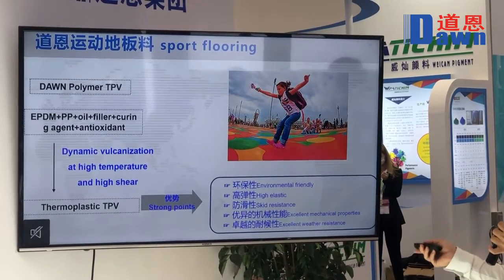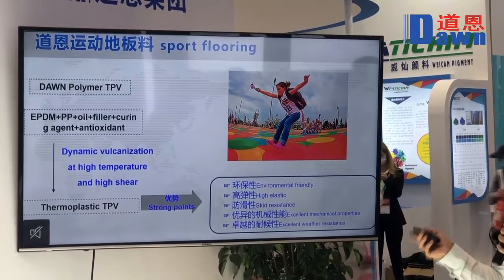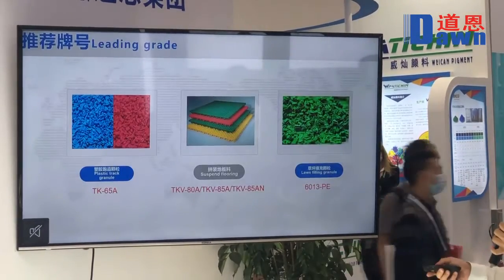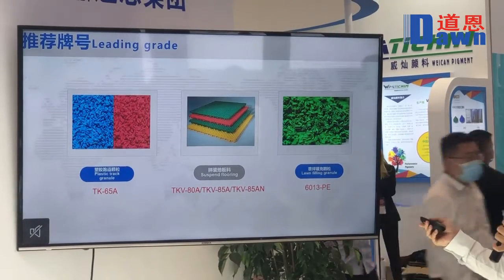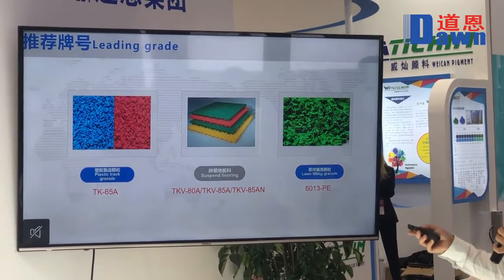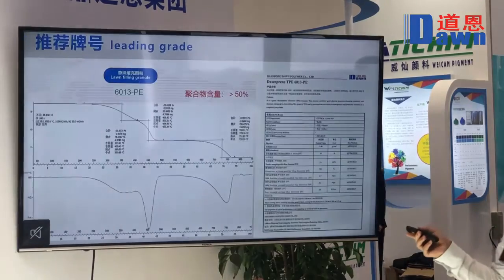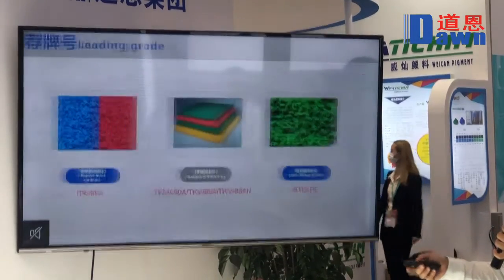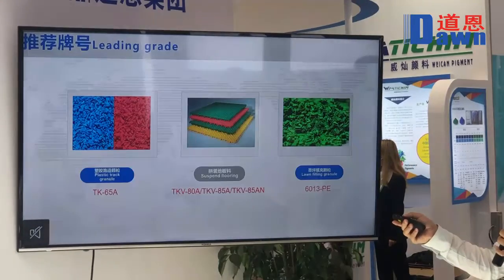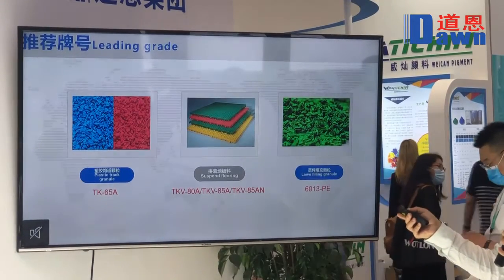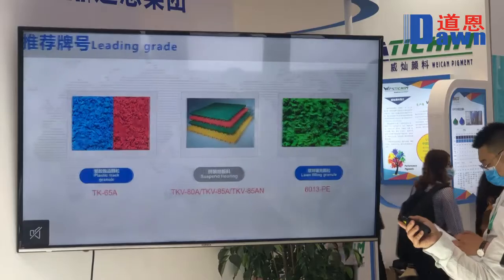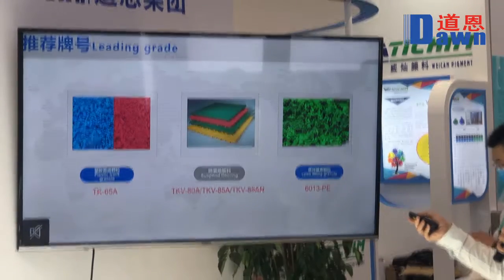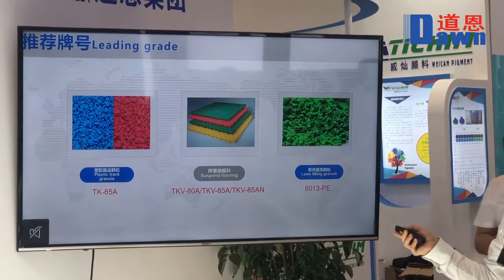For this product, we have the three leading grades. These three leading grades are most famous in our company. This is the grade for the TP65A. We have different colors. And for the sport flooring, we have the three grades. The difference is it can be used for filling material, artificial lawn filling.